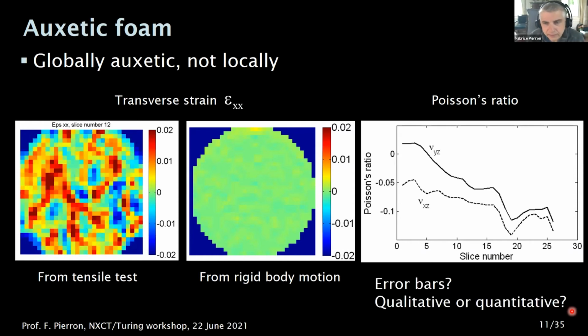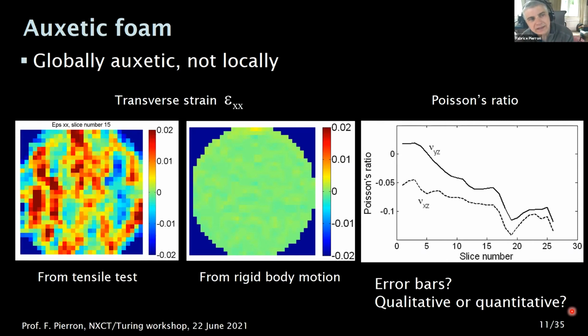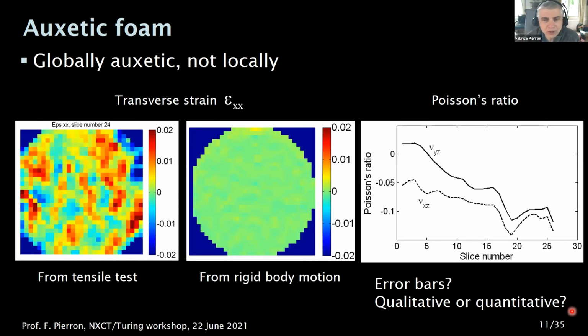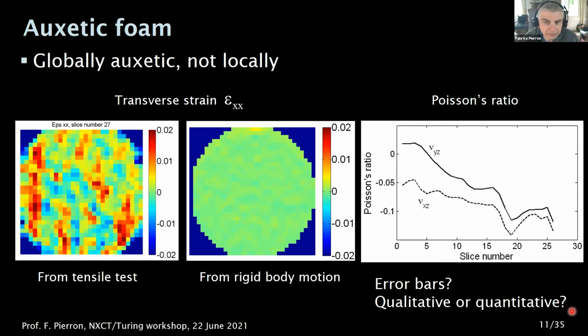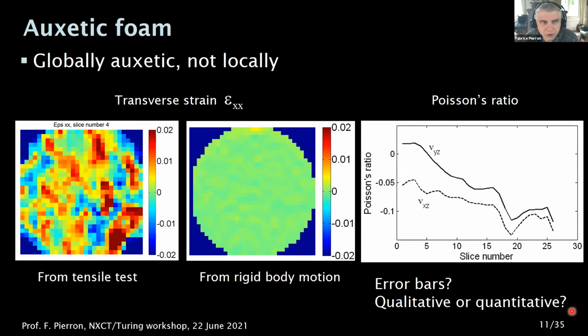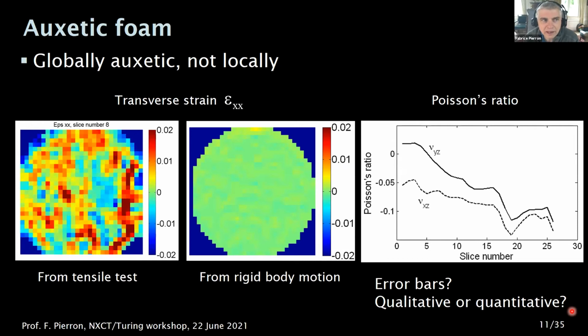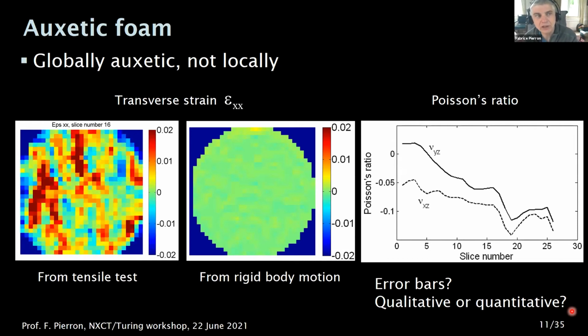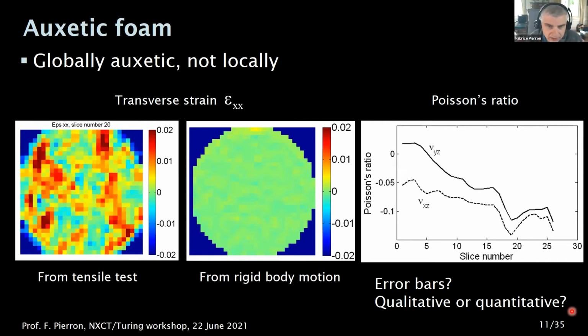And that's interesting, but the big question with that is it's still pretty much qualitative. We were not able really to put any error bars on this. And we don't really know what this macroscopic Poisson's ratio really means when you have such a heterogeneous microstructure. And I'm going to comment on this later.